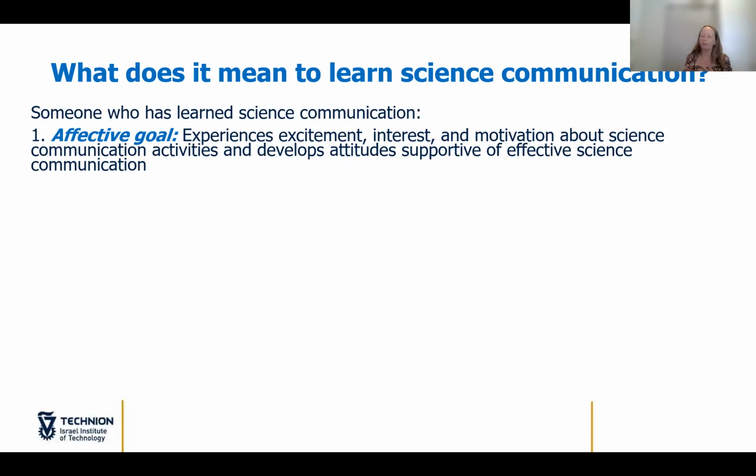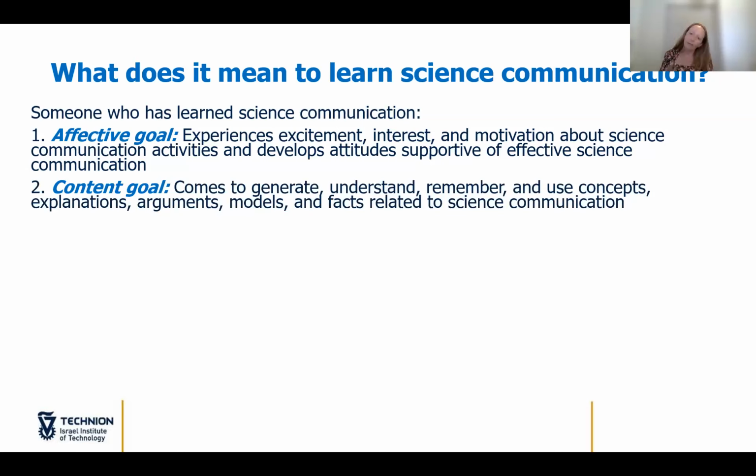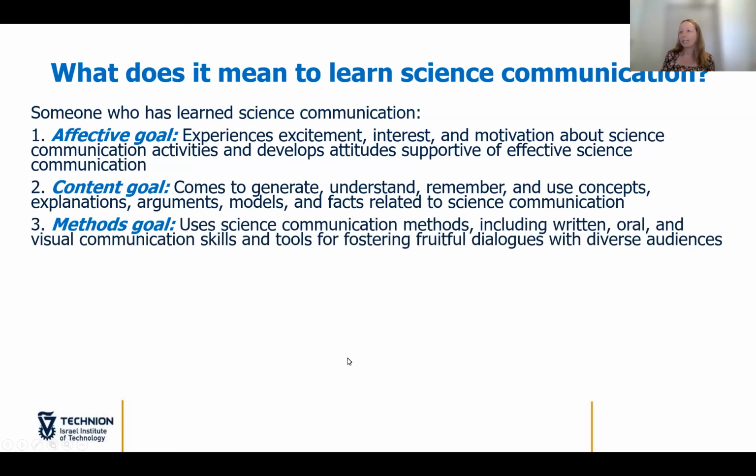So the 6 strands were, first, the affective goal. Someone who learns science communication experiences excitement and interest and motivation about science communication. So that's, first of all, affective. Then we had a content goal. Someone who learns science communication comes to generate and understand and remember and use concepts that we taught them in science communication. The third is maybe the most obvious one. It has to do with methods and skills. Someone who learns science communication uses science communication methods, including written and oral and visual communication skills.